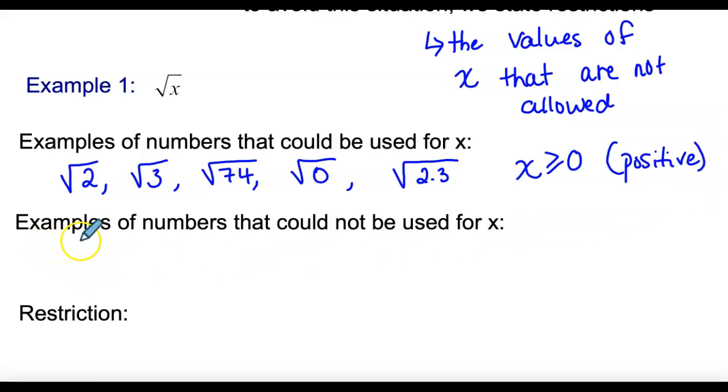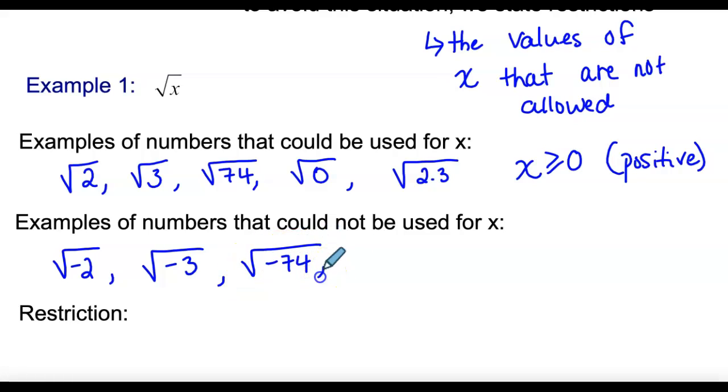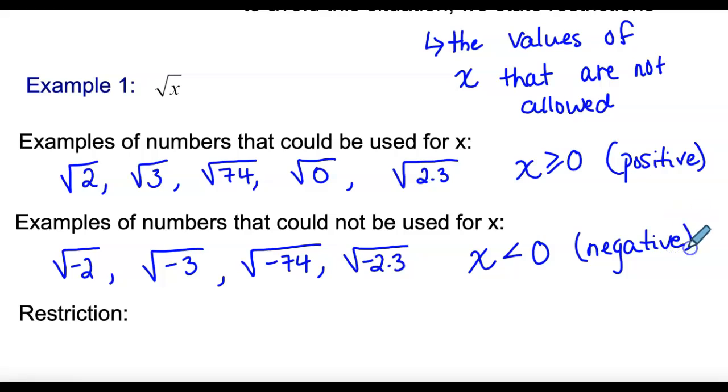On the other hand, let's take a look at some examples of numbers that could not be used for x. Based on this, you should kind of know that it's going to be values that are negative, right? So for example, we could not have the square root of a -2. We could not have the square root of a -3, or a -74, or a -2.3. None of these would be acceptable because they are negative values. So in other words, we cannot have values for x less than 0, or we cannot have negative values.